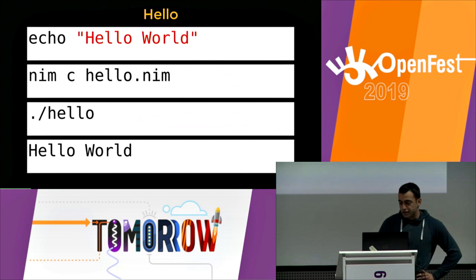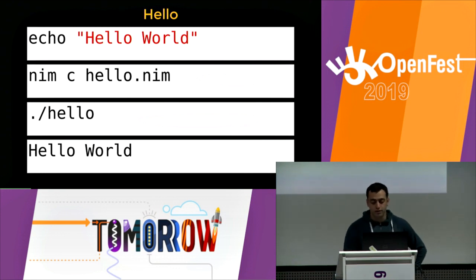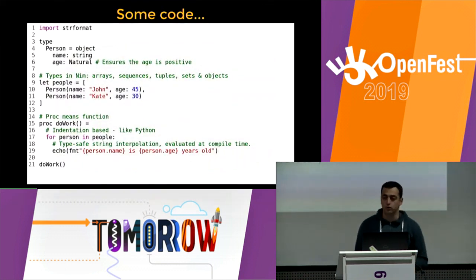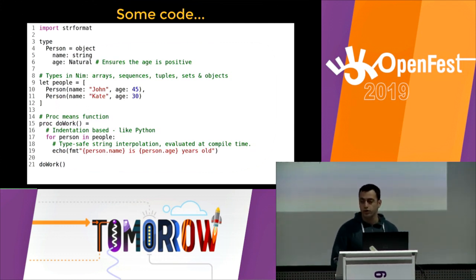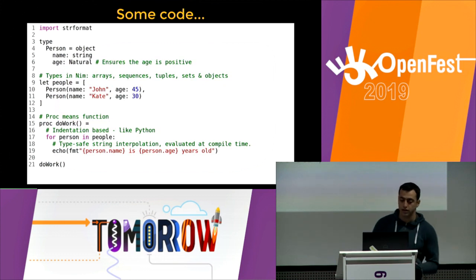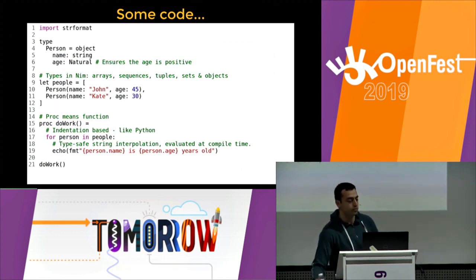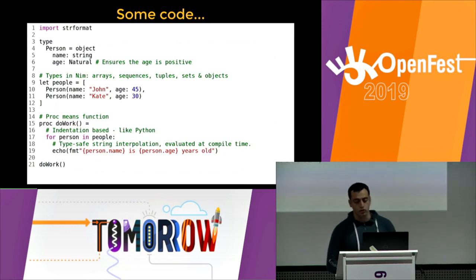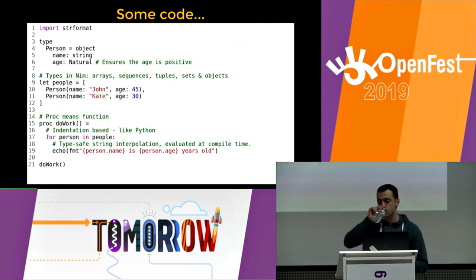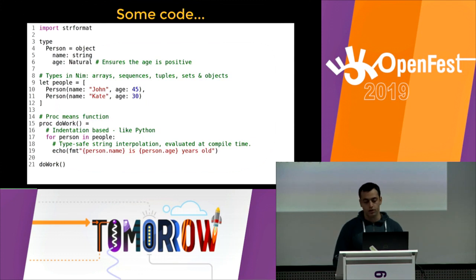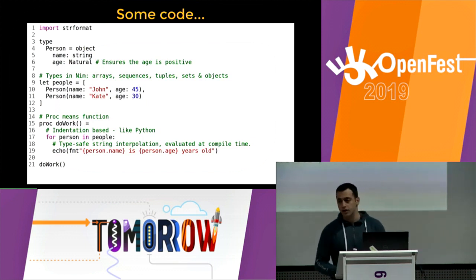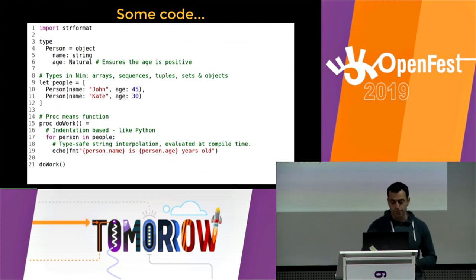So this is a really simple Hello World program. We compile it, we execute it, and we get a Hello World in our terminal. And this is what a little bit more NIM code looks like. As we said, it's indentation-based, like Python. At the top, we're importing a module. Then we define, inside of a type section, a person object, which has a name and age. Then we make an array with a few people inside of it. We also define a function called doWork. It's called a procedure. That's how we name functions in NIM. And inside of it, we iterate over all the people, and we print them one by one. So nothing really unordinary, looks like Python, mostly.